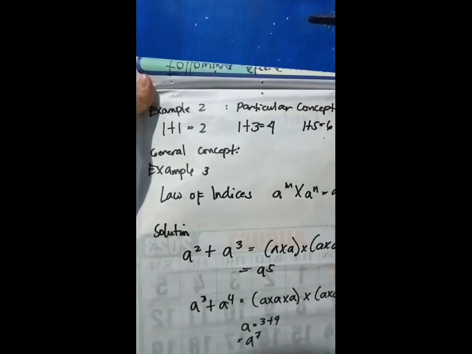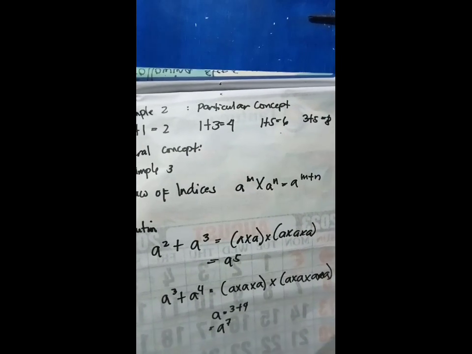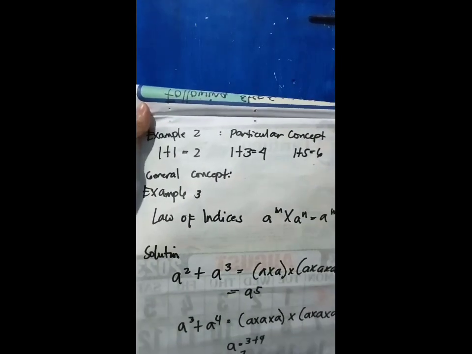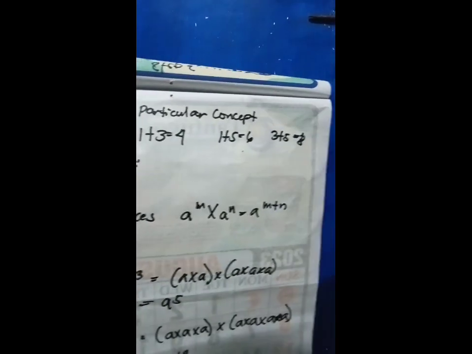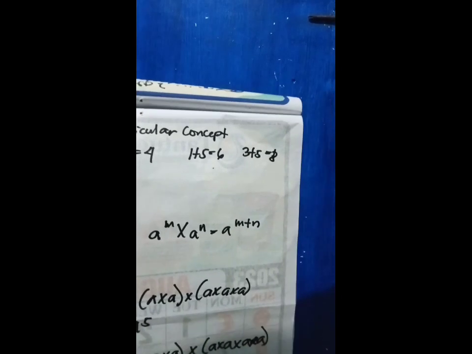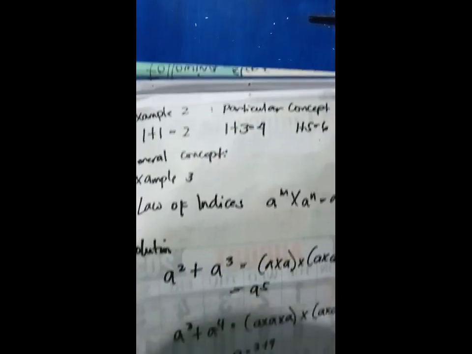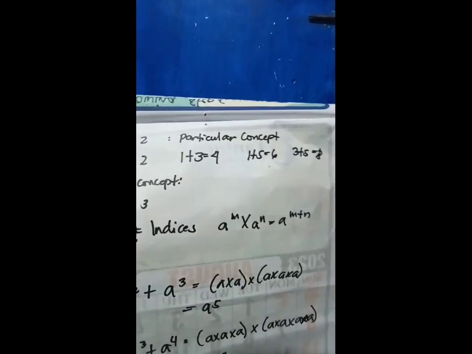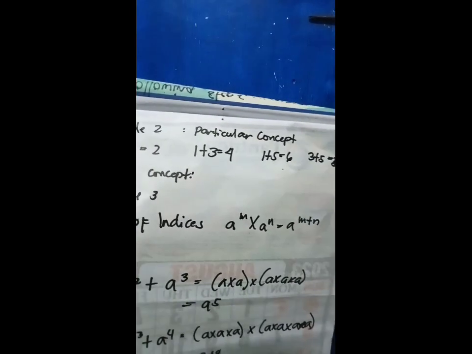Example number 2. The sum of two odd numbers is even. 1 plus 1 is 2, 1 plus 3 is 4, 1 plus 5 is 6, and 3 plus 5 is 8. The general concept: in the above solution, we conclude that the sum of two odd numbers is even.